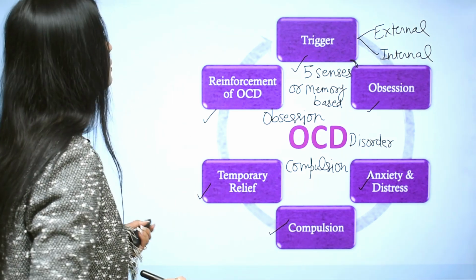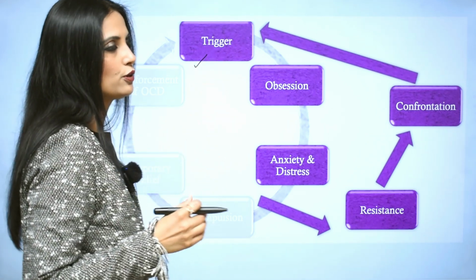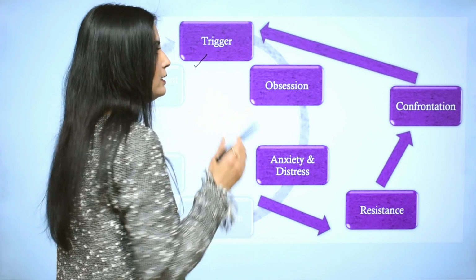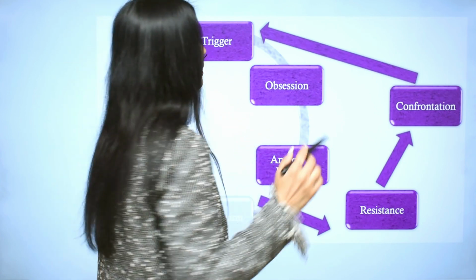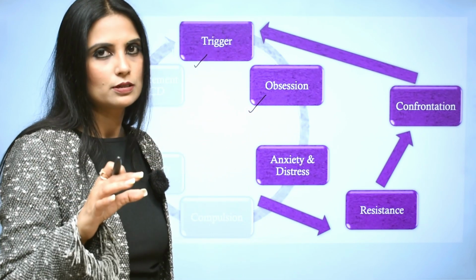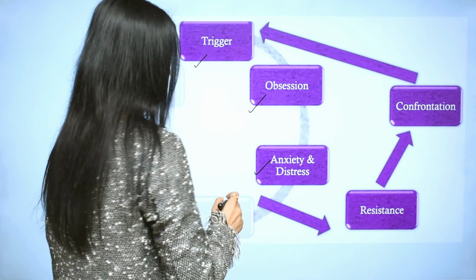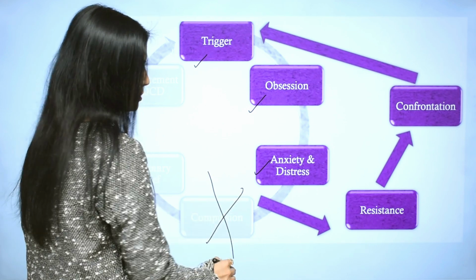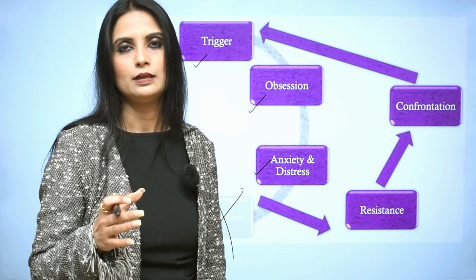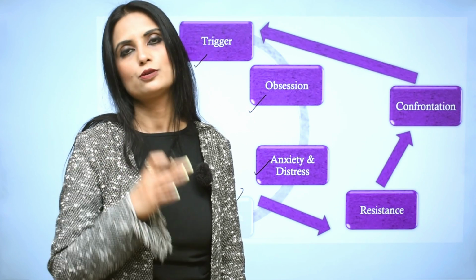Let's move to the ERP cycle. So, the trigger will be the same because you cannot remove triggers from the environment. So, you will definitely be exposed, intentionally or unintentionally, to the triggers, and automatically, because of that conditioning effect, you will have that obsession. And that obsession will certainly give you anxiety and distress. But here, you are not supposed to perform any compulsion. You need to stop taking temporary relief. Because if you keep seeking temporary relief, you will never come out of this OCD cycle.